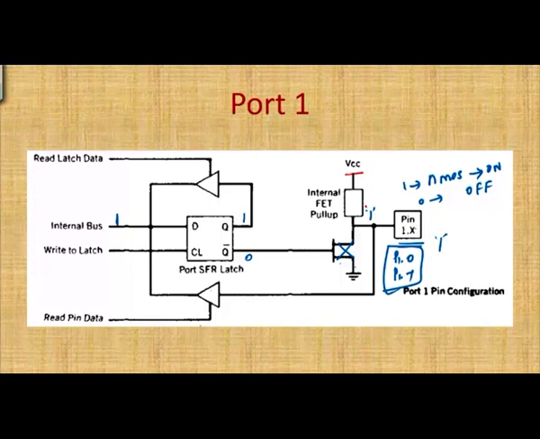Suppose you want to write the value 0, so you give 0. The Q value will be 0, then Q bar becomes 1. If Q bar is 1, this transistor comes to the conducting state, which forms a path to ground. Whatever value was already stored discharges to ground, so the value becomes 0. So, when you give 0 you get 0, and when you give the value 1 you get 1. This is the way we write the data to the port signals.